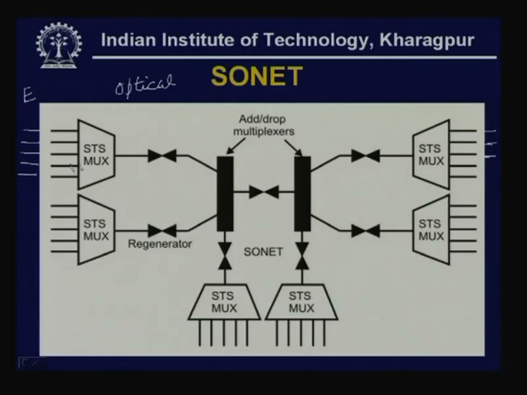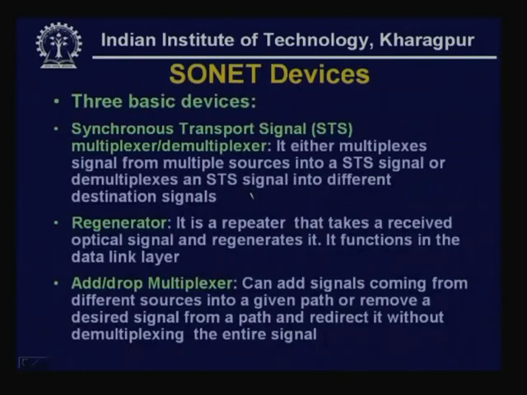So, between two users you have got STS multiplexers. In the simplest case you need not have a regenerator or an add drop multiplexer. Essentially, STS multiplexers can be directly connected if the distance is small. However, if the network is complex, you will require a large number of STS multiplexers, regenerators, and add drop multiplexers.